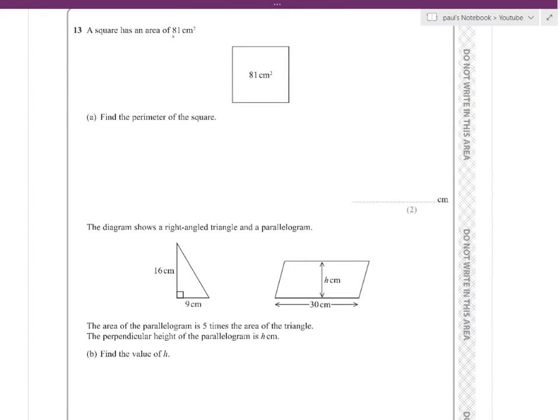The square has an area of 81. What's the perimeter? Well, the square root of 81 equals 9, so it's going to be 9 all the way around there, yeah? So now we do 4 times 9 equals 36.